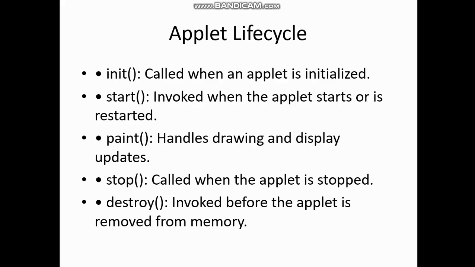The next one is paint. It handles the drawing and display updates. If you want to draw any circle, ellipse or arc, then we can use the paint method, or if we want to display any text in GUI applications, then at that time also we can use the paint method. The next one is stop, which is called when the applet is stopped. When we want to stop the applet, then we can invoke the stop method.